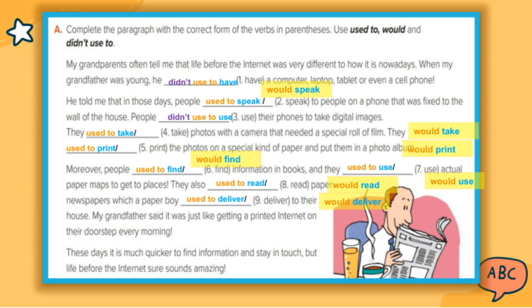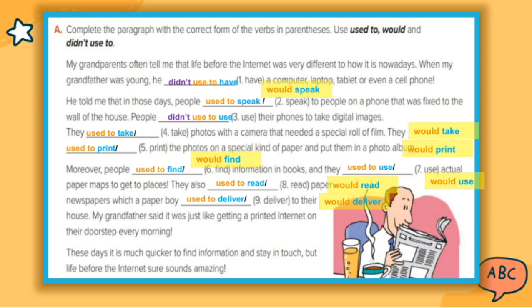Then, would find shows how searching or discovering things was a common activity. People used to find information or objects in different ways. Moving on, would print reminds us that printing was a major part of sharing information before digital methods took over. The phrase used to find emphasizes routines of discovery or research that people used to do. Used to deliver reflects how delivering messages or goods was a regular activity.